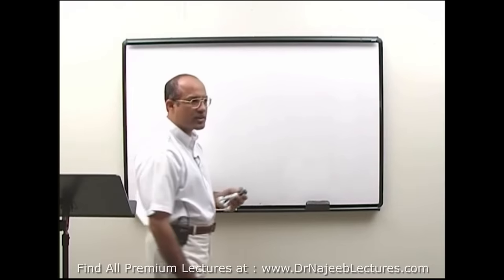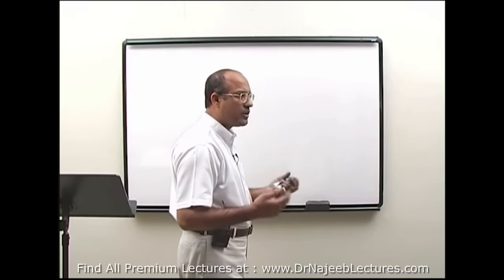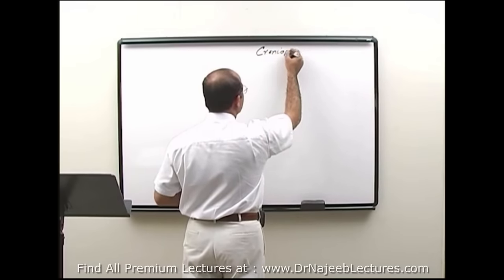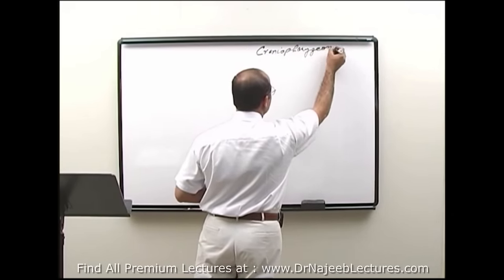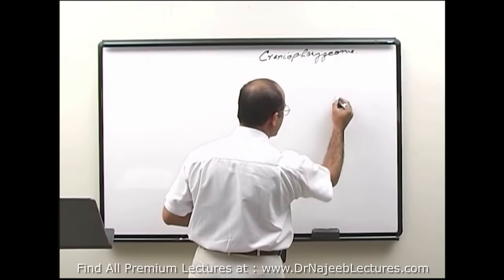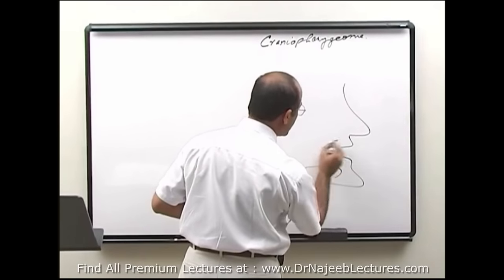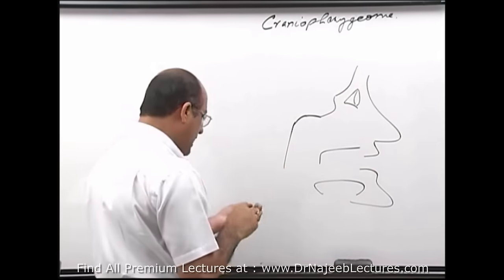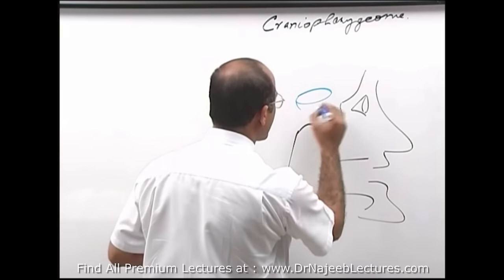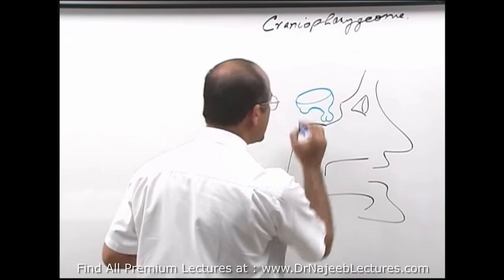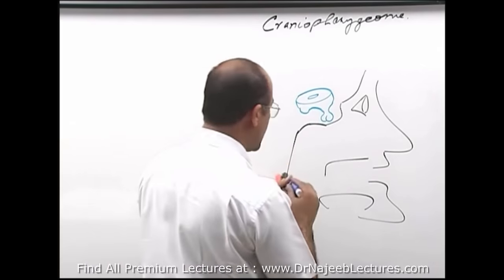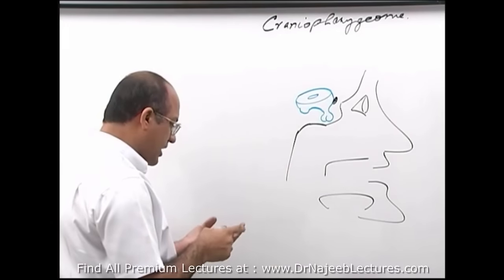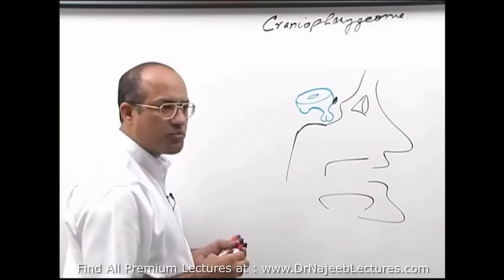Now we'll talk about some important clinical correlates, right? First of all, I will tell you about a tumor called craniopharyngioma. Actually, where does this tumor develop from? Let me draw first your beautiful nose and other things. Now, the hypothalamus is a structure here. Anterior pituitary, posterior pituitary, and what is this? Mammillary body. And here is your, what is that? Optic chiasma, right?